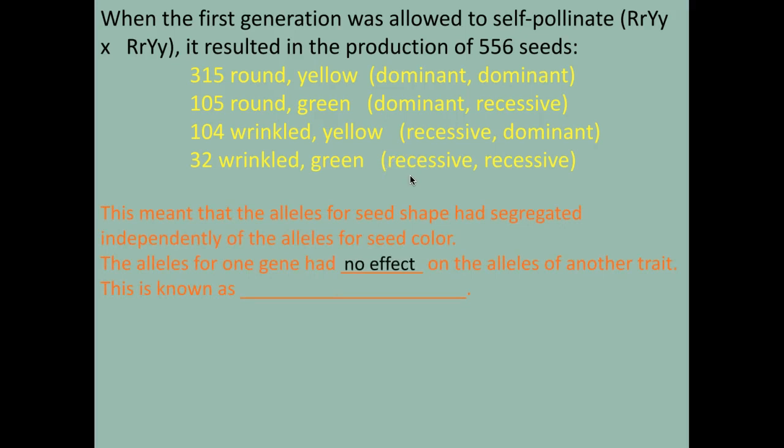The alleles for one gene had no effect on the alleles of a second trait. This was known as independent assortment. These alleles divide or are independently assorted and do not affect one another.